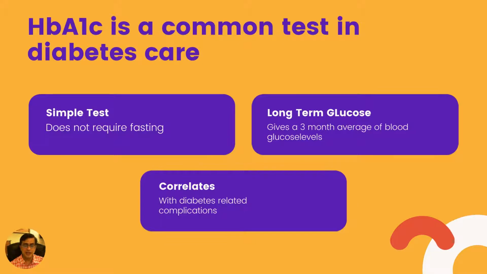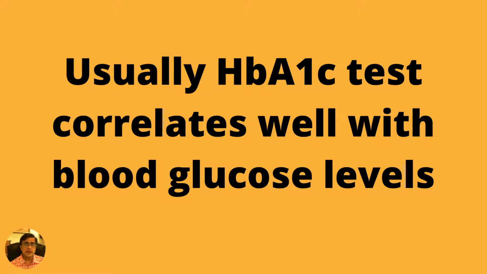It doesn't require fasting, and very importantly, the very fact that glucose binds to hemoglobin is an indicator that it might bind to other proteins in the body and damage them. So it correlates. A high HbA1c does not only reflect glucose control, it also predicts the glucose-related complications of diabetes, such as diabetic kidney disease, diabetes-related eye disease, diabetes-related foot disease, and diabetes-related increase in the risk of, say, heart attacks or stroke. Usually, the HbA1c test correlates very well with the blood glucose levels.